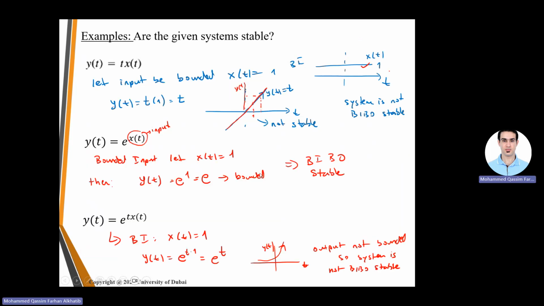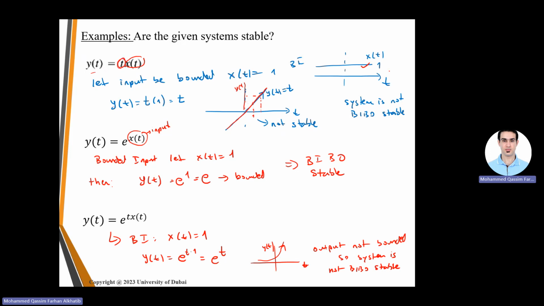Okay. So are the given systems stable? So y of t equals t x of t. Now, even if x of t is bounded, the value of t is not bounded. So with a high value of t, the system will have high values at y. So in this case, it is not stable because my t is not bounded.